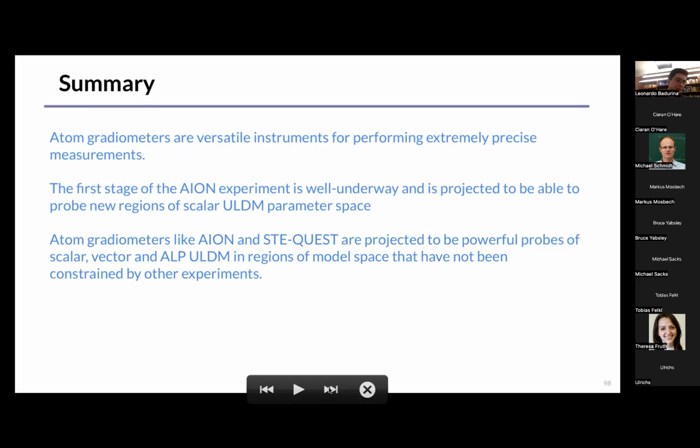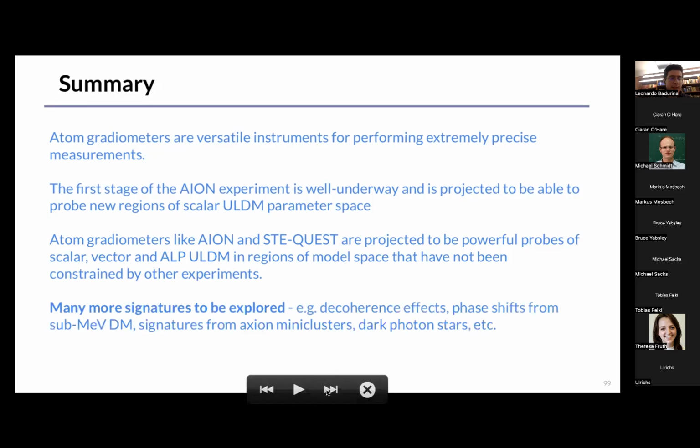But more futuristic realizations of AION, and AION in space, that is AEDGE or STE-QUEST, are projected to be even more powerful probes of scalar, vector, and also axion-like particle ultralight dark matter in regions of model space that have not yet been probed or at least constrained by other experiments.